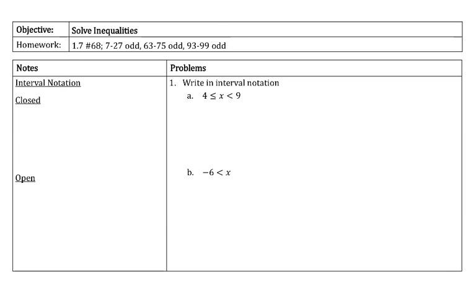All right, welcome to the last lesson of week 2 of pre-calculus, and we're going to talk about solving inequalities. So your homework is from chapter 1, section 7. We have quite a variety of different problems.